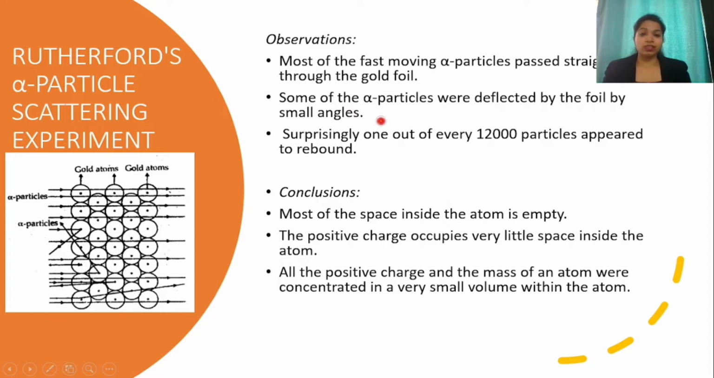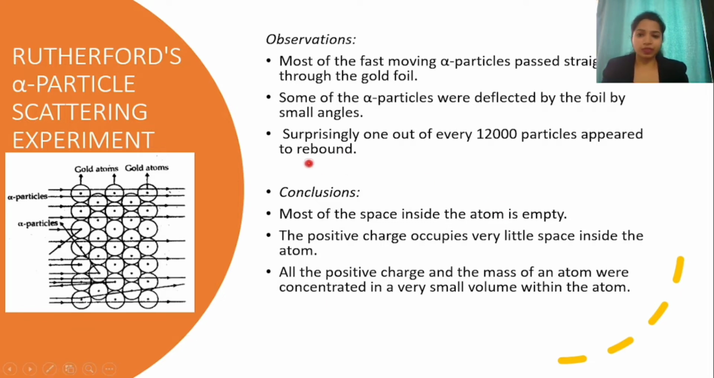The second observation was that some of the alpha particles were deflected by the foil by small angles. So he concluded that the positive charge occupies very little space inside the atom, because alpha particles are doubly charged helium ions, that means they are positive ions. So for their deflection, there had to be positive charge. And since they were getting deflected by small angles, he concluded that the positive charge occupies very little space, which is exactly the opposite of J.J. Thomson's model. And also, 1 out of every 12,000 particles appeared to rebound.